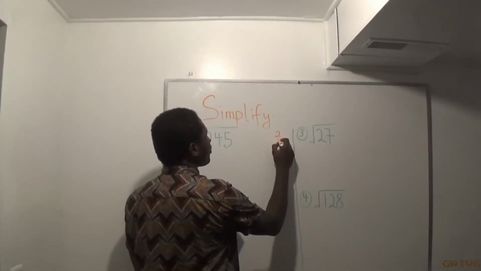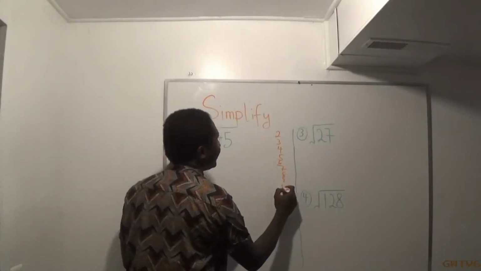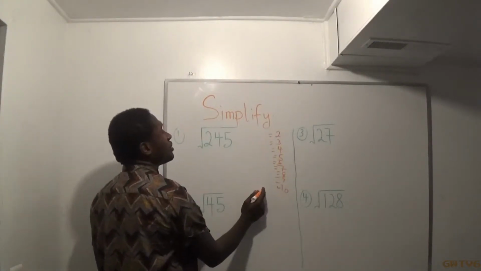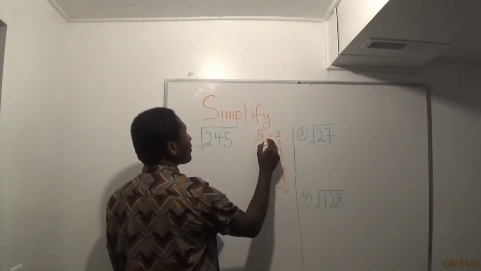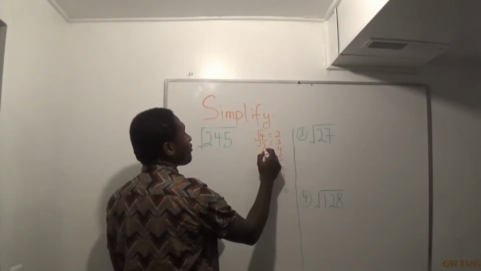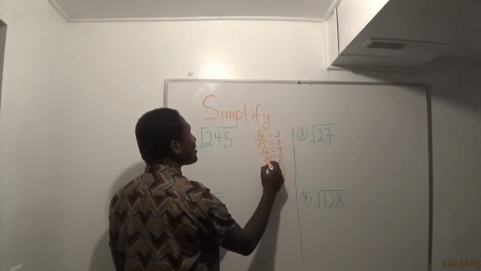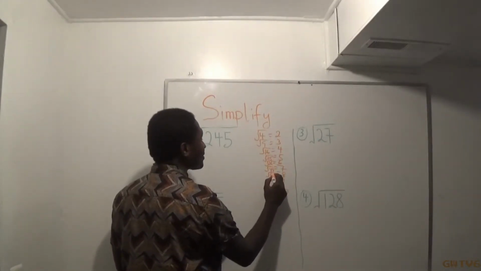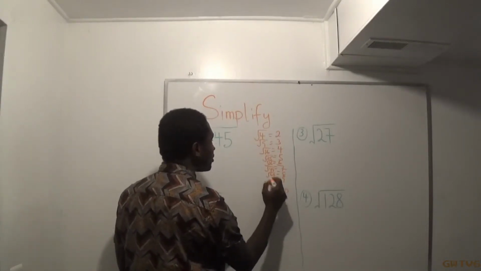Let me remind myself how I'm going to create it. I'm going to write 2 to 10: 2, 3, 4, 5, 6, 7, 8, 9, 10. And this side will be my perfect squares. 2 times 2 is 4. The square root of 4 is 2, so 4 is a perfect square. 3 times 3 is 9, so 9 is a perfect square. 4 times 4 is 16, 5 times 5 is 25, 6 times 6 is 36, 7 times 7 is 49, 8 times 8 is 64, 9 times 9 is 81, and 10 times 10 is 100. These are all perfect squares.